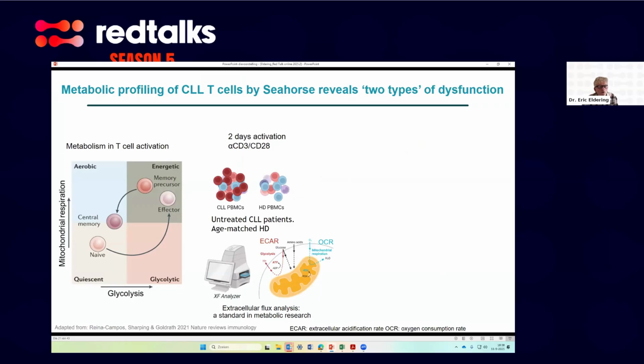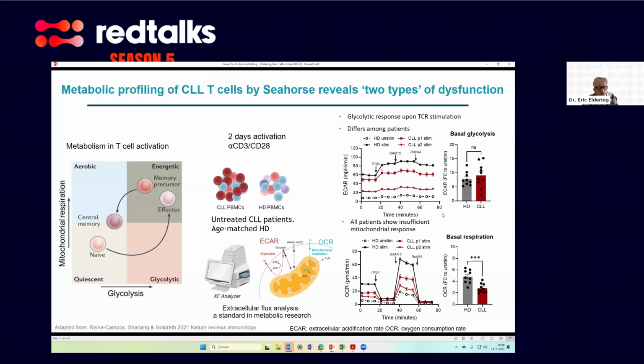This is a fairly well-known machine these days in the labs, and it basically uses the measurements of lactate production and oxygen consumption as proxy for glycolysis and oxidative phosphorylation. I think this machine has become very popular in labs all over the world. It measures acidification here on the top and oxygen consumption here on the bottom. And this reflects the mitochondrial activity and glycolytic activity.